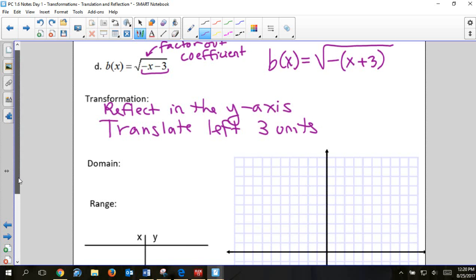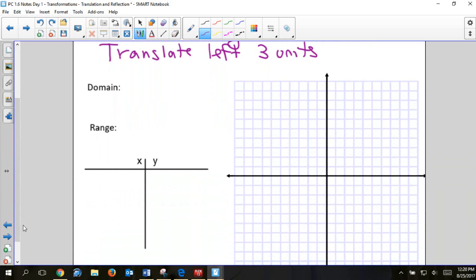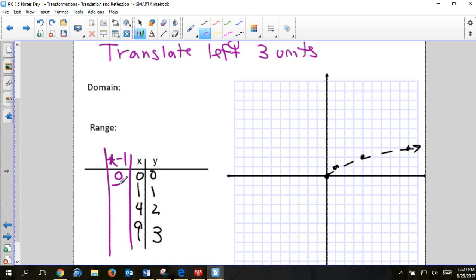I forgot to put my parent function. The parent function for square root is at 0, 0, 1, 1, 4, 2, 9, 3. And we have a horizontal reflection, so it affects our x's. We also have a translation left, which affects our x's. What do I have to do first? I have to do multiplication first. So if you're doing a table, you're going to multiply by -1 first, and then after we multiply by -1, we will subtract 3.